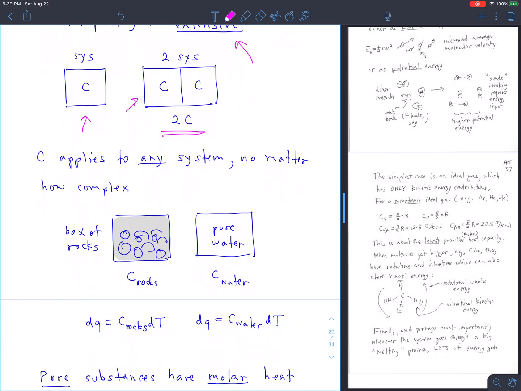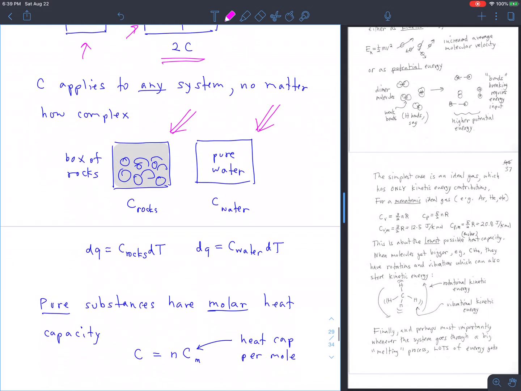Normally when we're talking about heat capacities of a substance, we're thinking about something called molar heat capacity. That applies to a pure substance. But if you've got some system that's got all kinds of internal inhomogeneities, so a box of rocks, for example, there's still a heat capacity for that. It doesn't matter how complicated or messed up it may be on the inside. You can still talk about how much heat it takes to raise the temperature by 1 degree, and therefore there's a heat capacity. So the heat change for this complicated case is whatever the heat capacity is for the box of rocks times dT, and same thing for the water case over here.